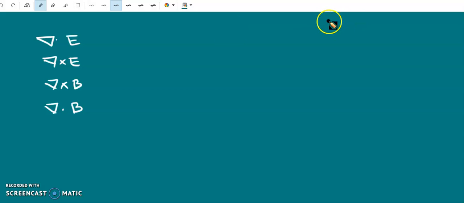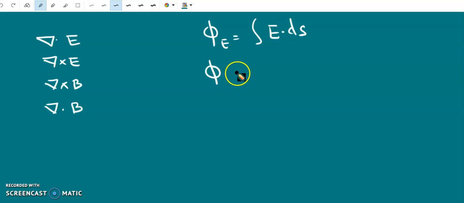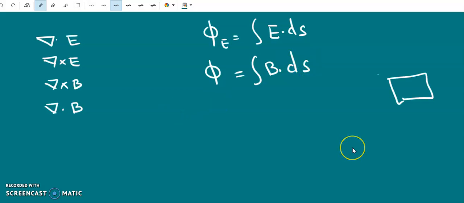So we said electric flux phi E is equal to integral E dot dS. So similarly magnetic flux is equal to integral B dot dS. So we know that in the case of a magnetic field, the magnetic field lines form a closed loop. So suppose we have taken an area. So the number of field lines entering is equal to the number of field lines leaving the area. So the flux entering the area is equal to the flux leaving the area.